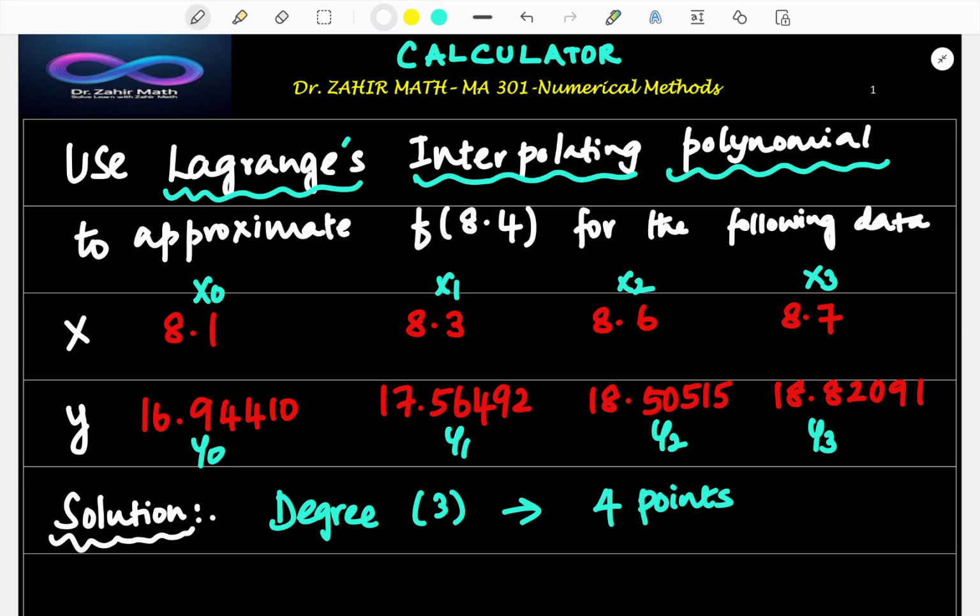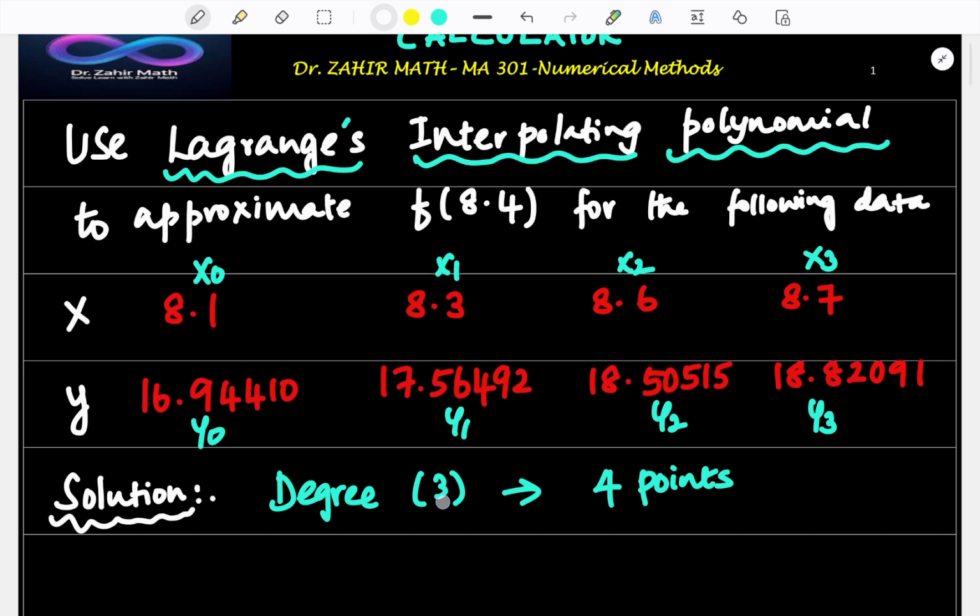Today we are going to approximate a function value using Lagrange's interpolating polynomial. Instead of solving everything by hand, I'll show you a fast way using the FX-991ES Plus calculator, so you can get the answer in minutes.